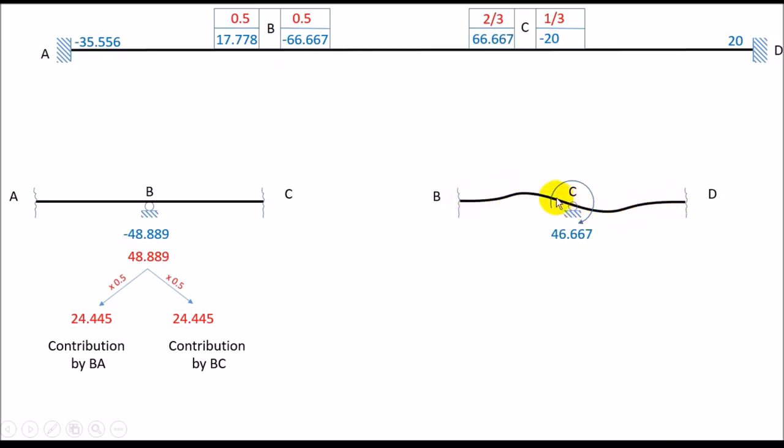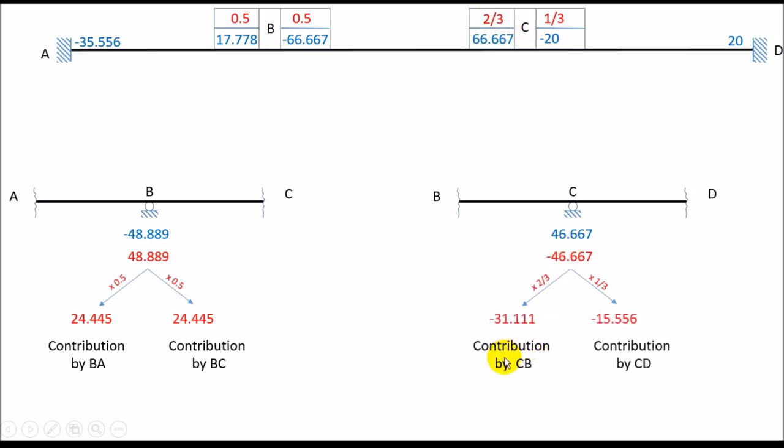Since my beam does not want to rotate, it itself will counteract this 46.667 by an anti-clockwise moment, which is given by minus 46.667, and see, the beam has become straight again. But how much part of this 46.667 was contributed by CB and how much by CD would be given by my distribution factors. So if I multiply this by 2 by 3, I'll get the contribution by CB, and if I multiply this by 1 by 3, I'll get the contribution by CD. You get this?